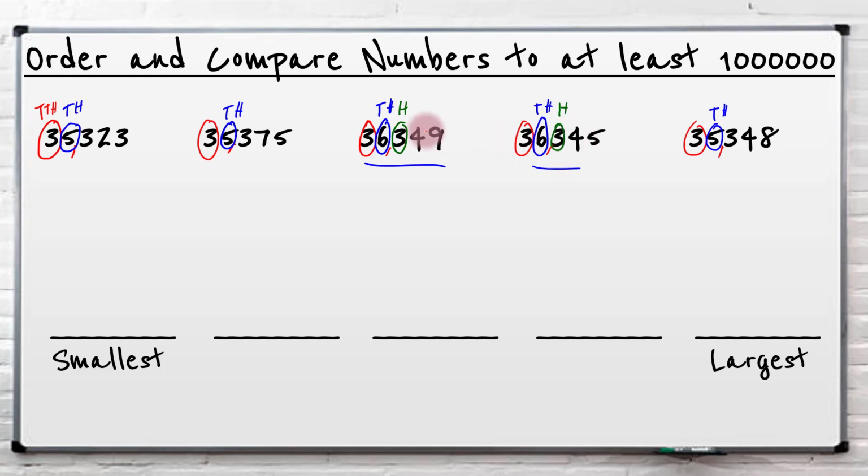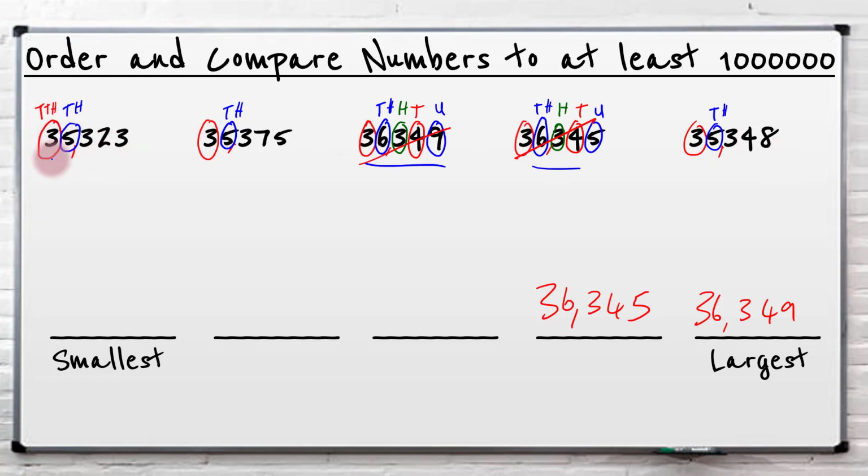So now I'm going to move to the tens. This one's got 4 tens. This one's got 4 tens as well. So I need to move to the units. This one's got 9 units. This one's only got 5 units. So I know this one is the biggest number. So I'll put it in: 36,349. And I know this one will be next, 36,345. Now we need to order these 3 from smallest to biggest.